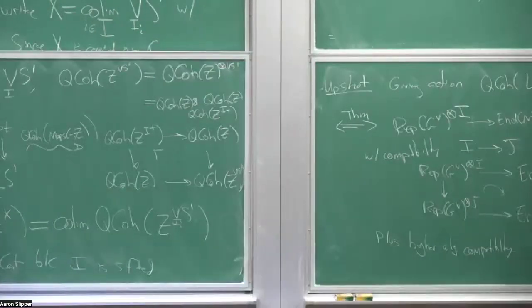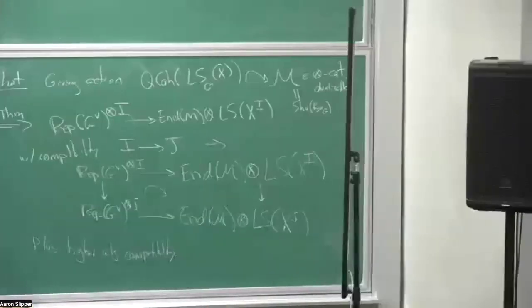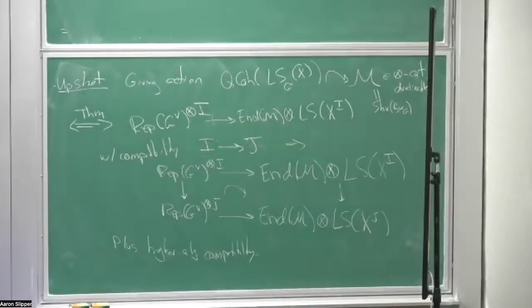It's LS of X. Functor from G check, the End of M tensor LS of X, right? It's even more complicated than that, we just want to construct a map, a monoidal functor from quasi-coherent sheaves on LS G-check X to an endomorphism map, right? But the thing that X is a coordinate of is this Rep G check tensor I, for all I's mapping to X. For all finite sets mapping to X. Yes. For all I mapping to X.